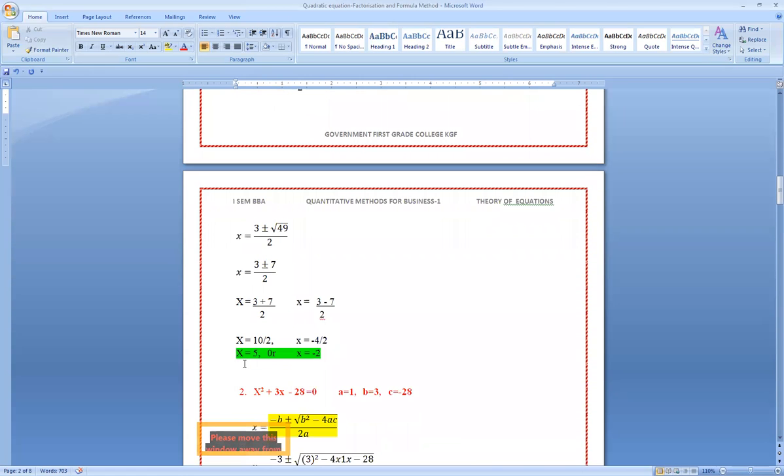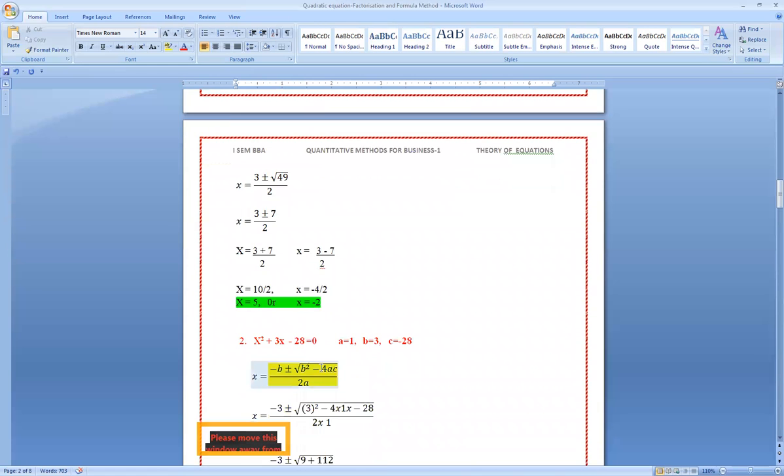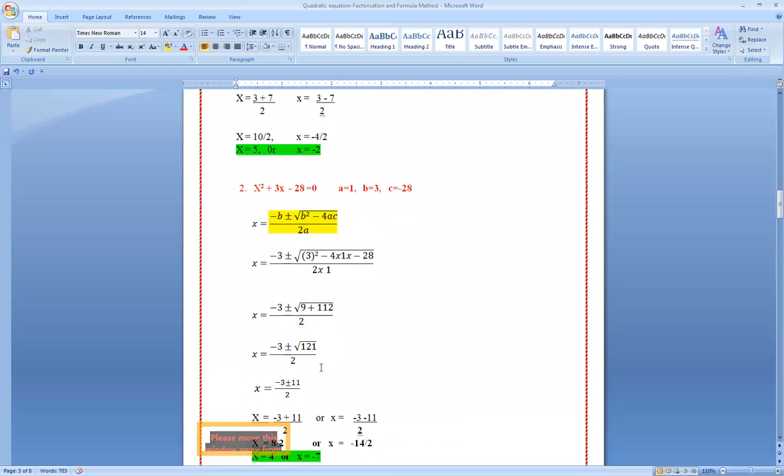Therefore we need to calculate x equals 3 plus 7 divided by 2, that is one value. Another one, x equals 3 minus 7 divided by 2. We have to substitute and calculate the value of x. If x equals 3 plus 7 by 2, then x will become 10 divided by 2. x equals 3 minus 7 is nothing but minus 4 divided by 2. Therefore, the value of x is nothing but 5 or minus 2. This is how we need to calculate by using the formula.